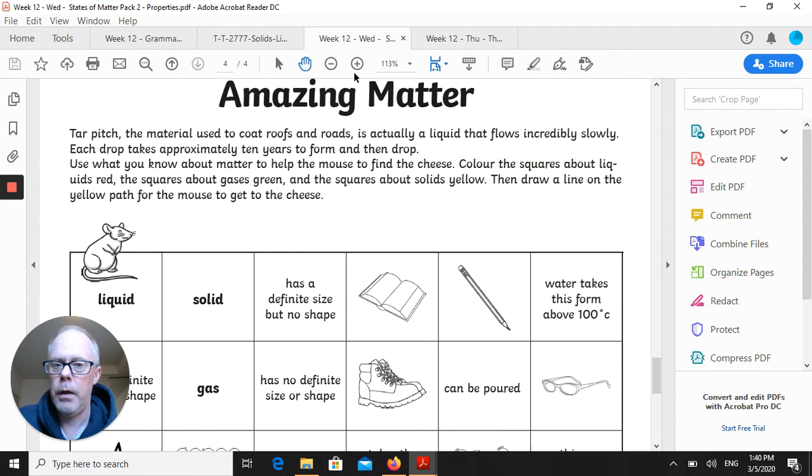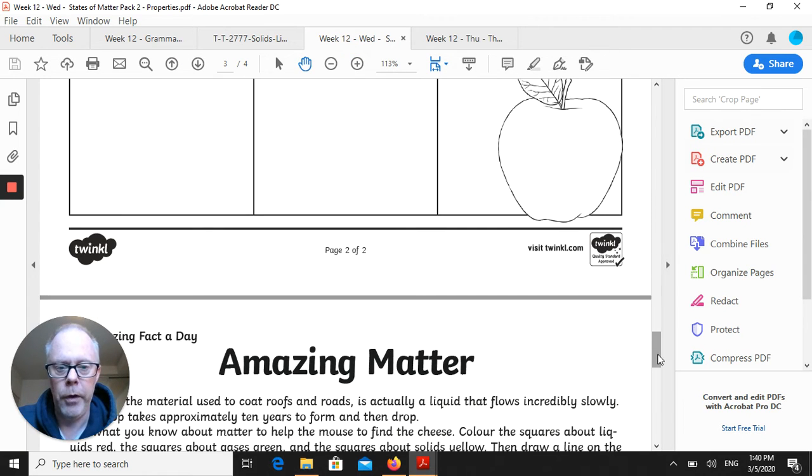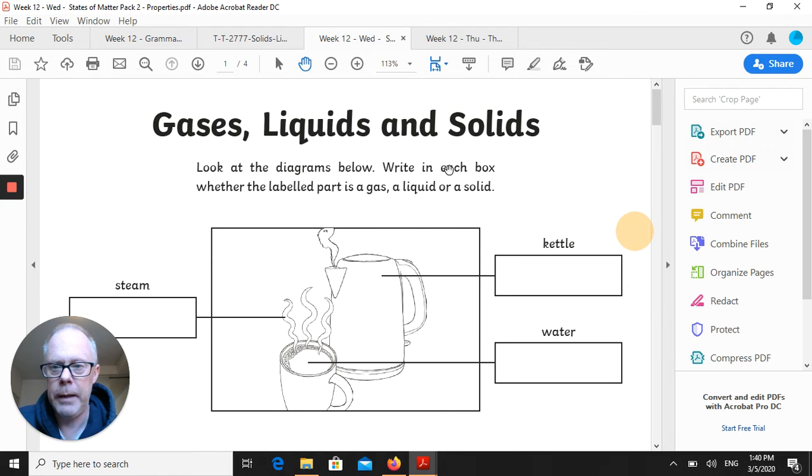So, whoa, that's me skipping ahead of the homework. Let's start at the beginning. First exercise is reasonably easy. Gases, liquids, and solids. You've got a picture with 3 items that are all closely related. So in this case, a kettle, some steam coming from some water, some hot water, and a cup of water.